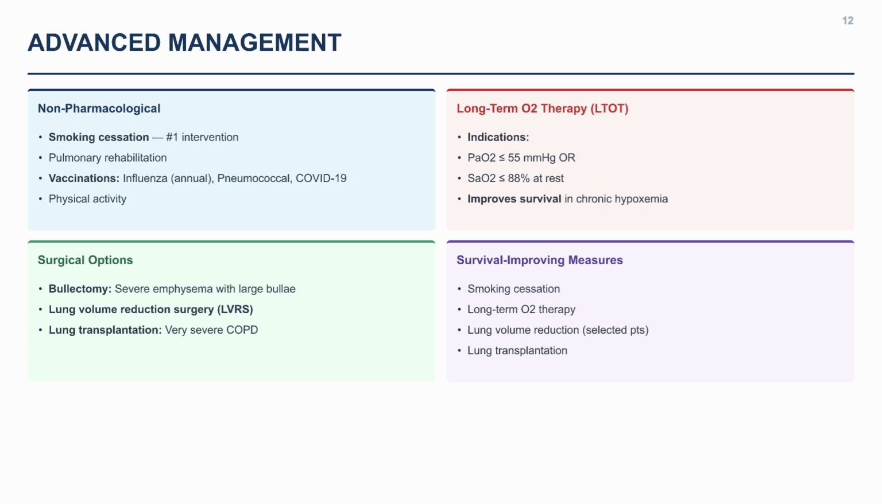LTOT is one of the few interventions proven to improve survival. Surgical options include bullectomy for severe emphysema with large bullae, lung volume reduction surgery for selected patients, and lung transplantation for very severe disease. Only 4 measures have been proven to improve survival in COPD: smoking cessation, long-term oxygen therapy, lung volume reduction surgery, and lung transplantation.